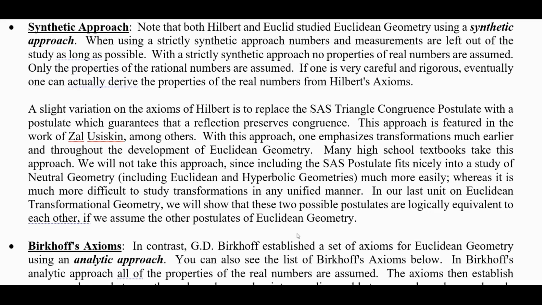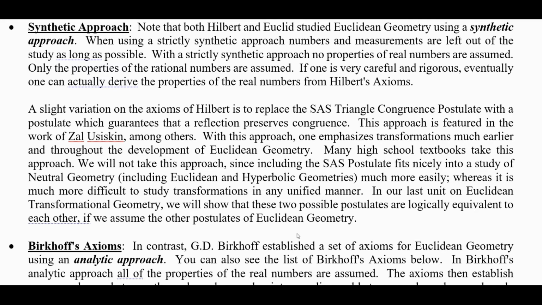Both Hilbert and Euclid studied Euclidean geometry using what's called a synthetic approach. When using a strictly synthetic approach, numbers and measurements are left out of the study as long as possible, except for rational numbers. We can count things, but otherwise we leave out numbers. So with the strictly synthetic approach, no properties of real numbers are assumed, only the properties of rational numbers are assumed. If one is very careful and rigorous, eventually one can actually derive the properties of real numbers from Hilbert's axioms.